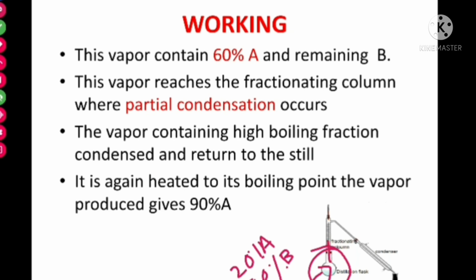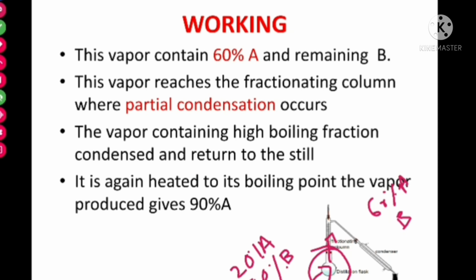That vapor enters into the fractionating column, and that vapor contains 60% A and the remaining B. Listen, I am talking about the vapor only. So the vapor contains 60% A and the remaining B.